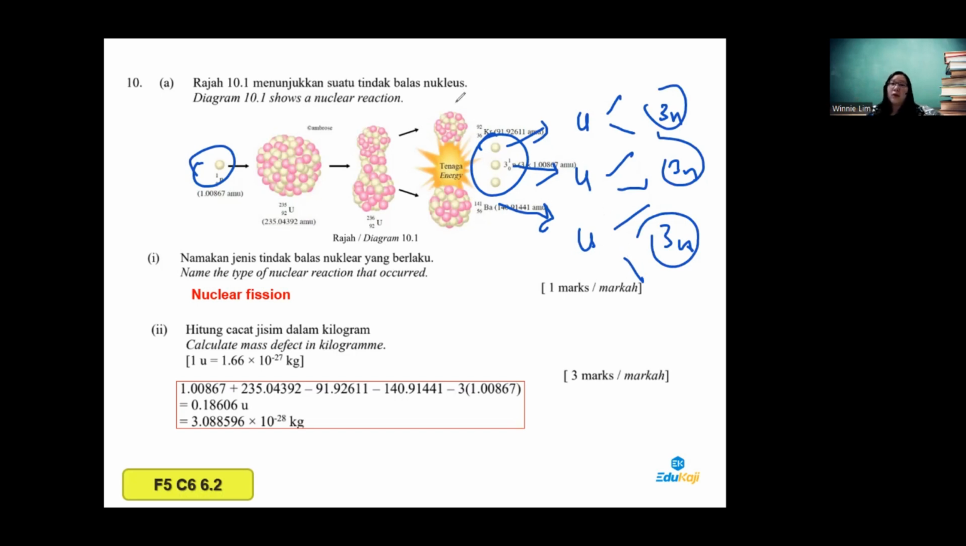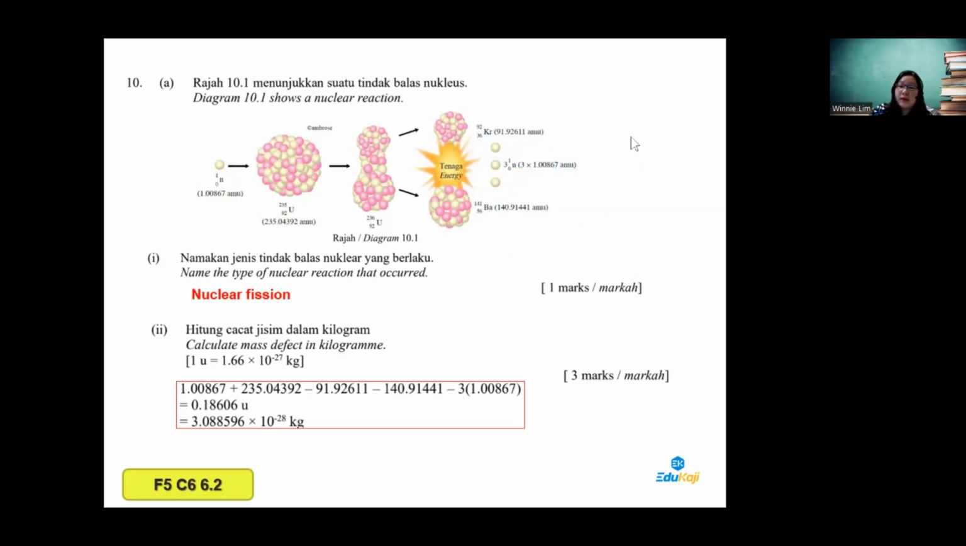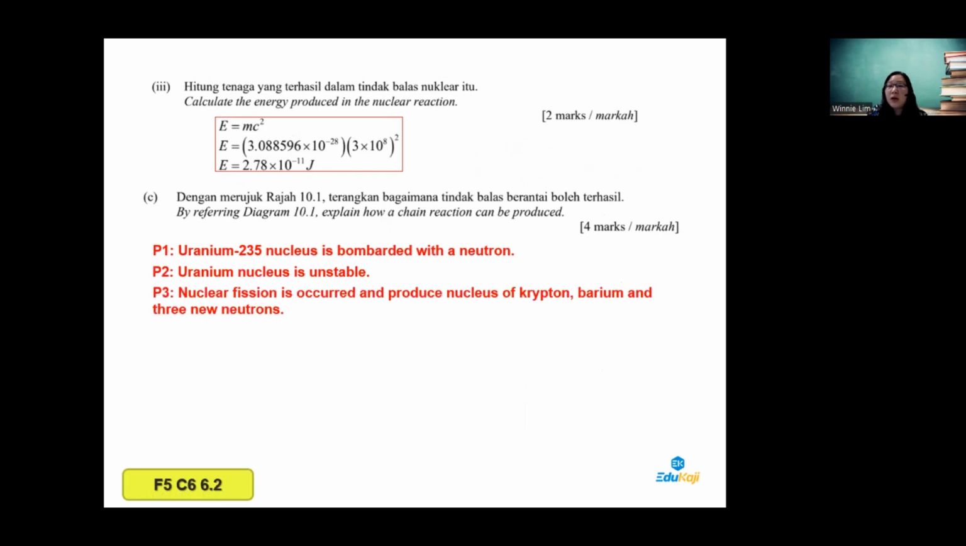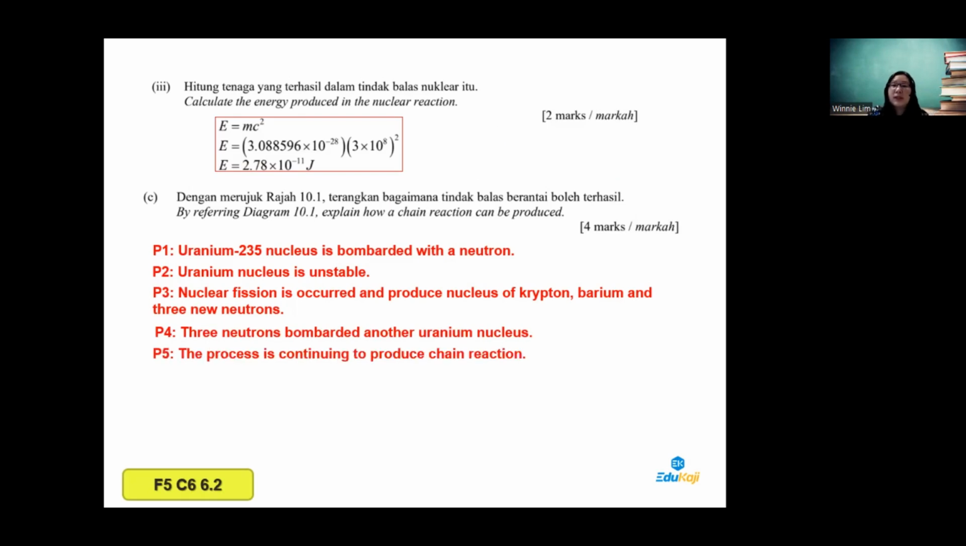Okay, so I initiate, I start off by using just one. Then after that, the products themselves, all these are called products, will go and find other unstable nuclei to bombard. So this is the idea behind it. Therefore, this is called a chain reaction. So uranium-235 is bombarded with a neutron. Then the uranium is not stable. Fission occurs and it splits, giving 3 neutrons. Then these 3 neutrons bombard other uranium nuclei. So this process is called a chain reaction.